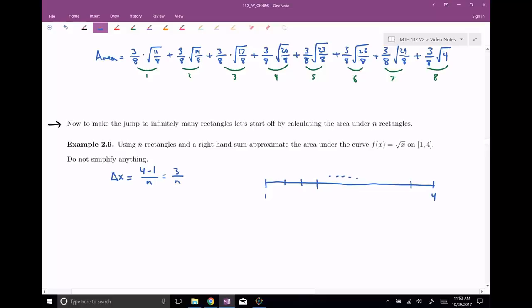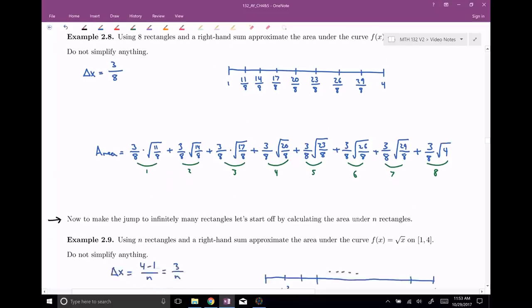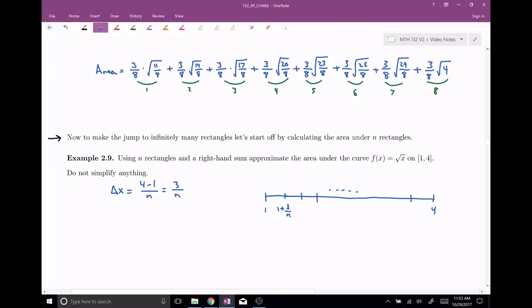So this is really 1 plus 3 over n. For the same reason that before, this was 1 plus 3 eighths, right? So it was one of these widths of a rectangle. So 1 plus 3 eighths, that's what gave us the 11 eighths. But here, it's just going to be 1 plus whatever that width of the rectangle is. That's how far I moved, right? Because, again, this is our delta x value. So that's how far I moved.